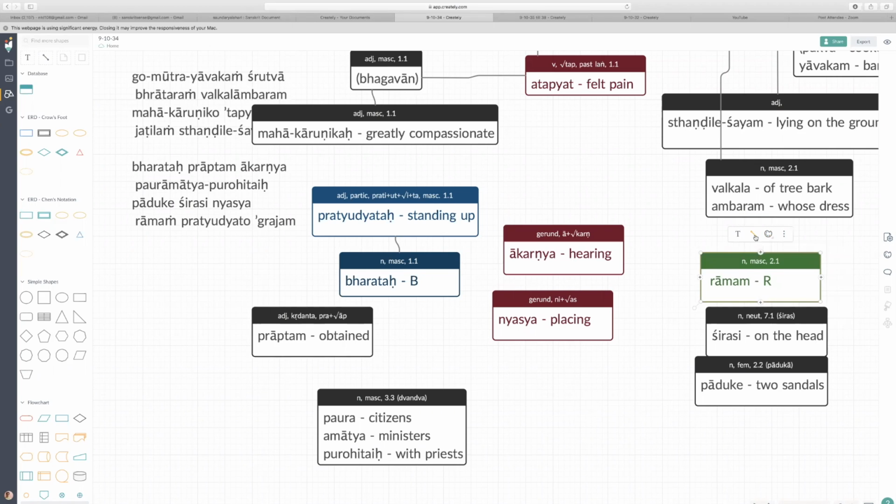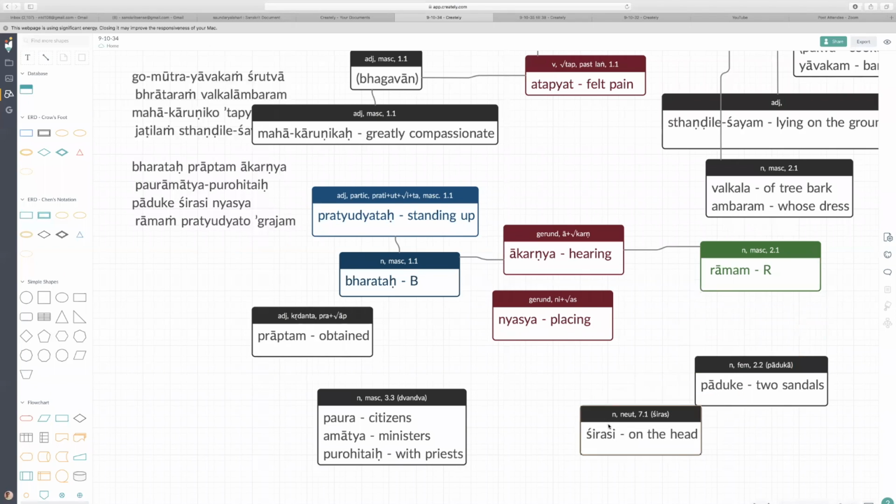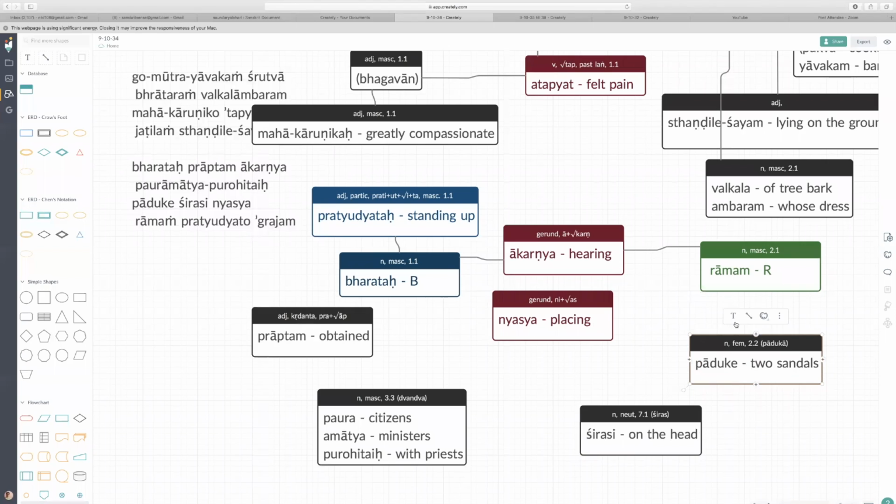Object of, I think object. No, it cannot be object of a noun. So object of hearing. So he heard about Rama. Again, the same thing. Rama. Yeah, he heard. Now that Rama has come. Then placing. What's the object of placing? Paduka. Placing the two padukas on his head, and that will be the location of placing.